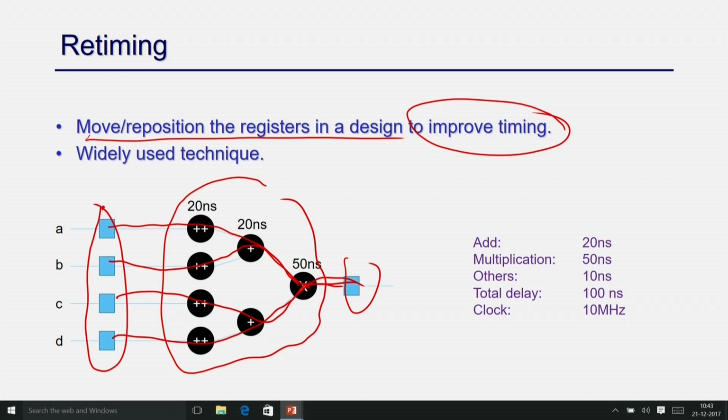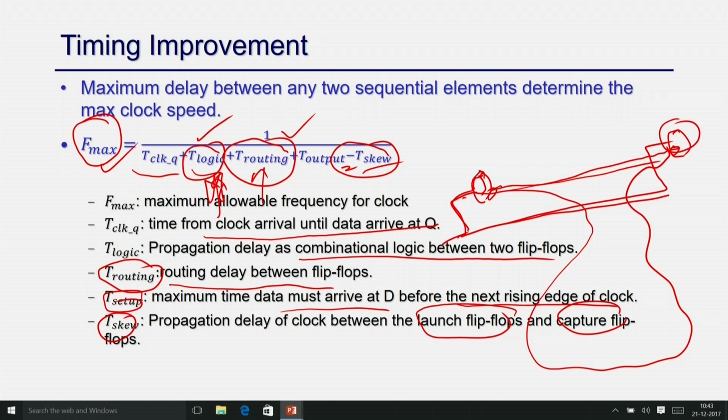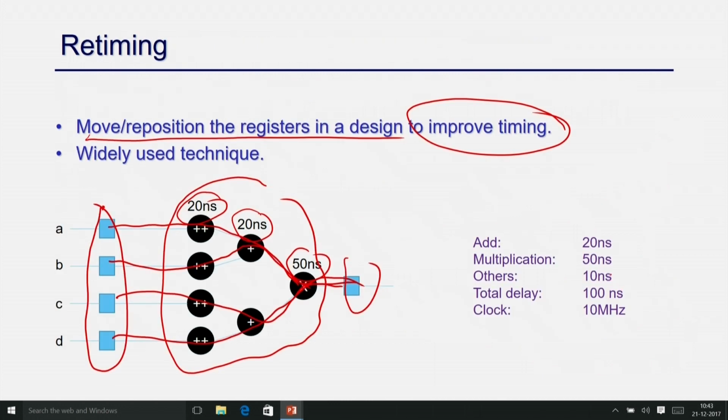And if you assume this addition is taking 20 nanoseconds and the multiplier is taking 50 nanoseconds, and the other factors like clock to Q and setup time and all those things contribute 10 nanoseconds. So, the total delay of this critical path is 100 nanoseconds, right. So, if you have 100 nanoseconds, you are going to achieve 1 by 100 nanoseconds, which is 10 to the power minus 9 into 100. So, this is something you are going to achieve, 10 megahertz, right.